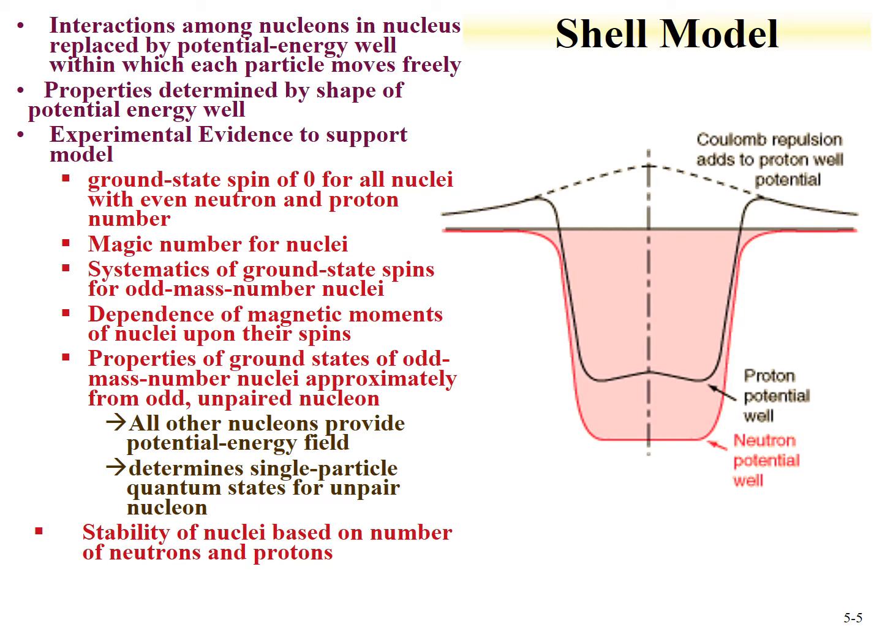relationship between magnetic moments and their spins, and some of the properties of ground states of odd mass numbered nuclei can be determined from that odd unpaired nucleon. So it's as if I have an odd A nuclei, all the nucleons are paired except for one, and that one unpaired single particle provides the properties for the nucleus. That's fundamentally one of the bases of the shell model. One of the other things with the shell model that can be derived is stability of nuclei based upon the number of neutrons and protons.